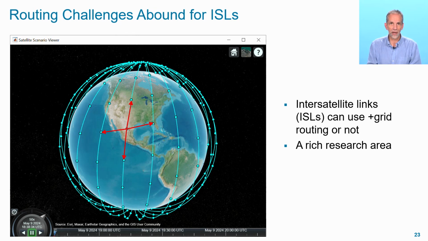So the advantage of such a routing scheme is simplicity. The disadvantage is that it's not really the most efficient in terms of number of hops. If you want to minimize the number of hops, you really don't want to use this plus grid architecture. So research on optimizing these routing schemes is ongoing.